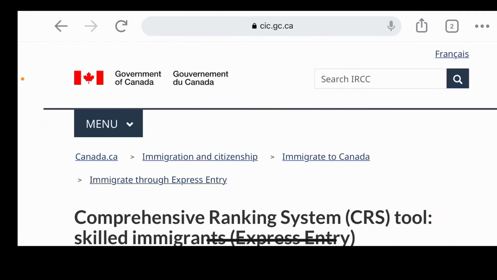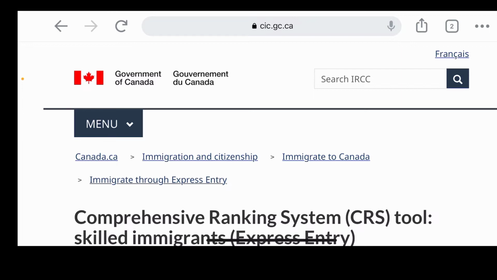Okay guys, so today we're talking about how to calculate your CRS score. Now, CRS means the Comprehensive Ranking System, and the CRS score is what is cumulatively generated for you based on the parameters usually assessed by the Canadian government under the Express Entry Program.